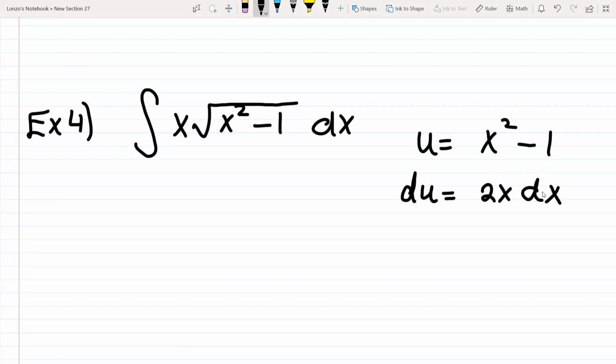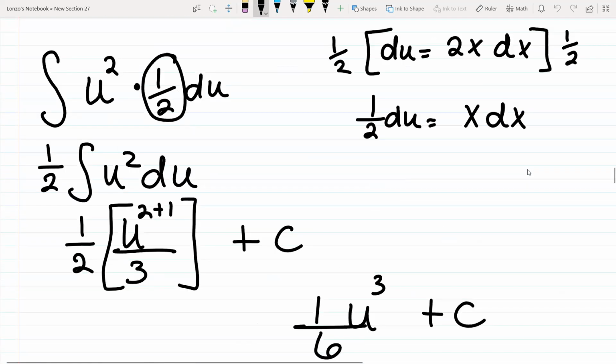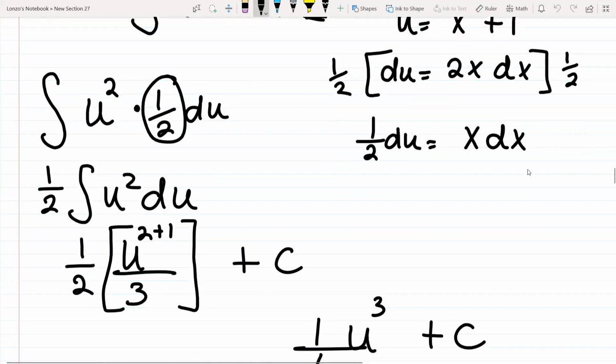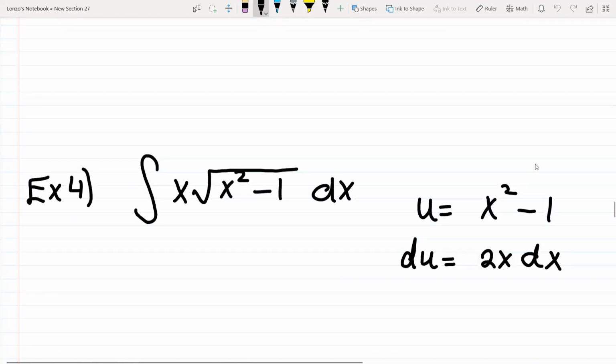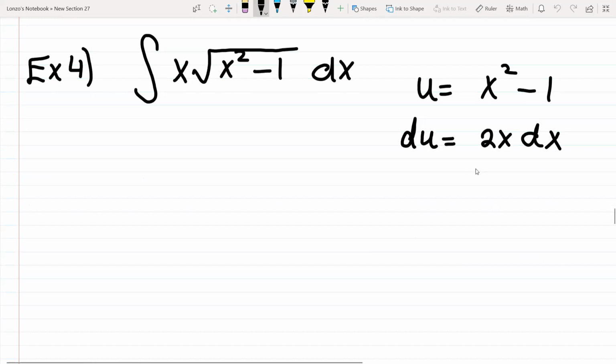Now, just like the last one, wait, are these example 3 and example 4? They're not the same. Okay, I thought they were the same. So just like example 3, this is the correct u, but the thing is, we don't have a 2x dx. All we have is an x and dx, right? So we have to get rid of this 2. To do that, you're going to multiply both sides by 1/2.